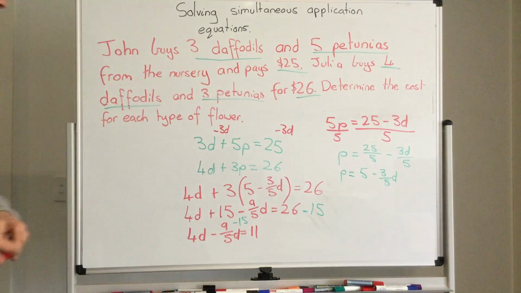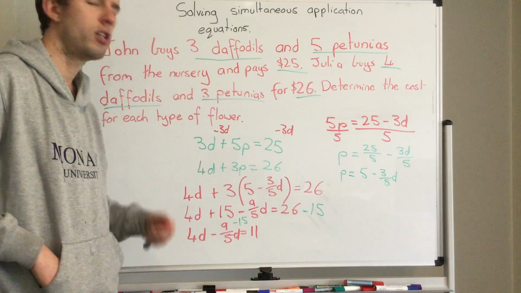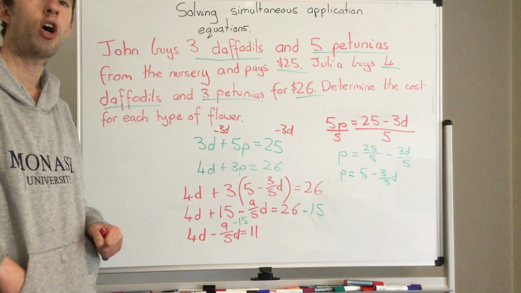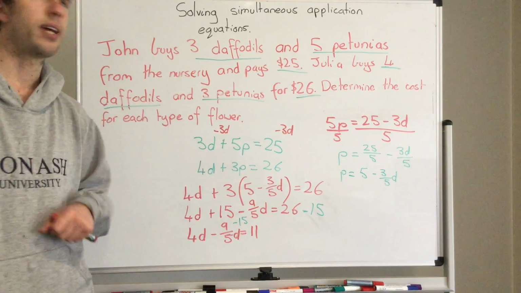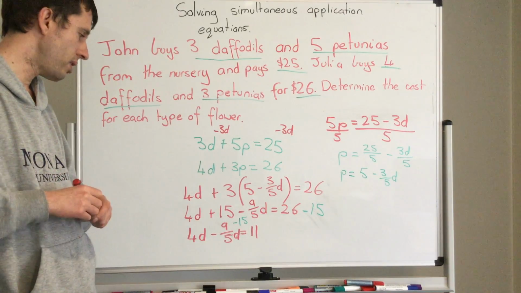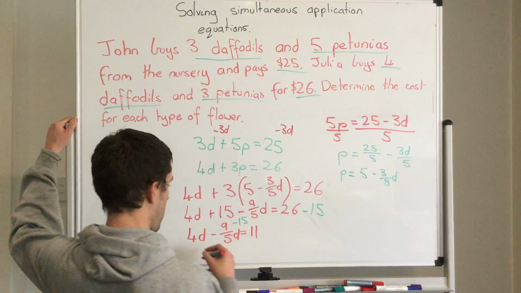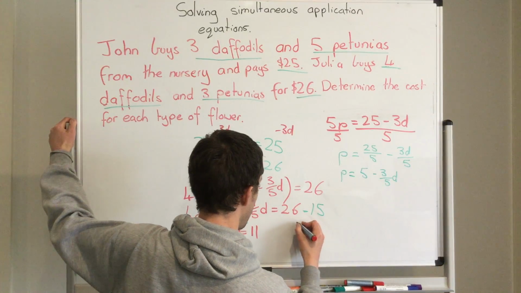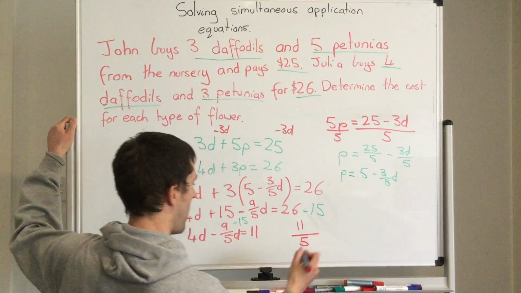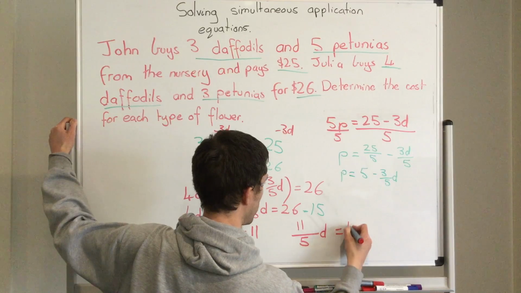So I can simplify this, and I want you to think about 4D. If I want a denominator of 5, that's the same as me saying I've got 20 over 5. So what's 20 take 9? 20 take 9 is 11. So that's the same as me saying that I have 11 pieces over 5. D equals 11.